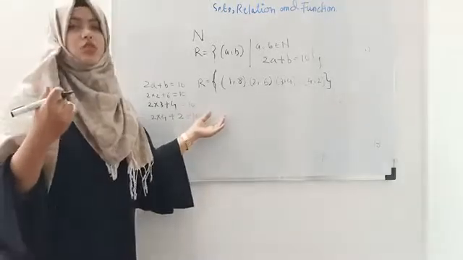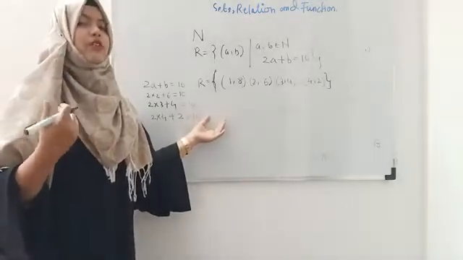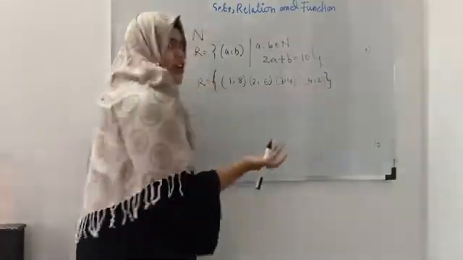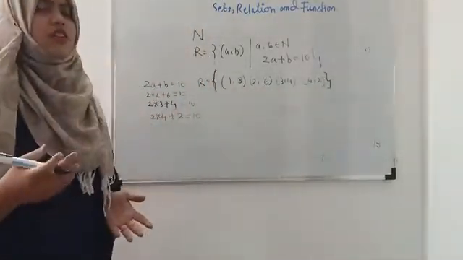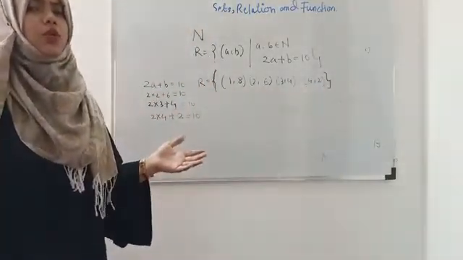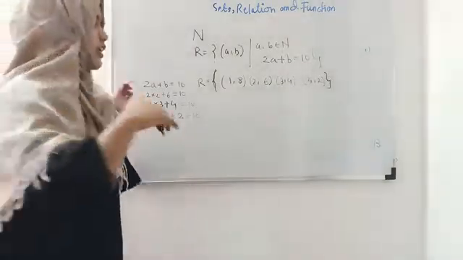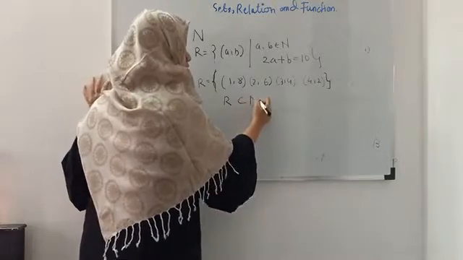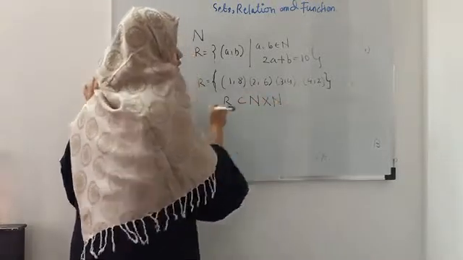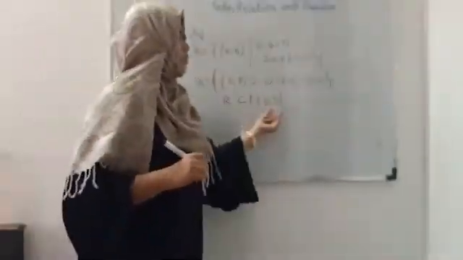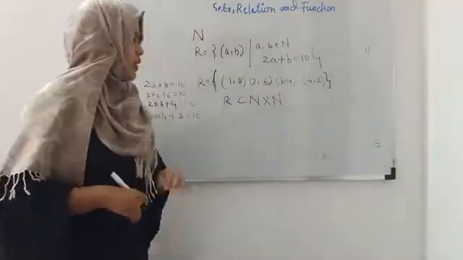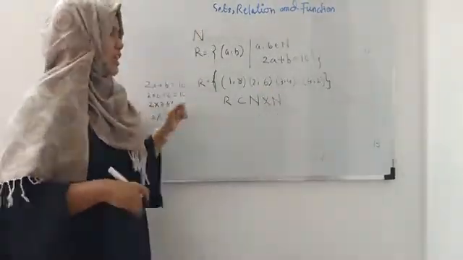So here it is not possible for us to find out N cross N, but clearly we can see R will be a subset of N cross N, right? N cross N will be a bigger set, (1,1), (1,2), and it will go up to infinity. So here we can say R is clearly a subset of N cross N, because (1,8) belongs to it, (2,6) also, (3,4) also and (4,2) also. So R is a subset of N cross N.